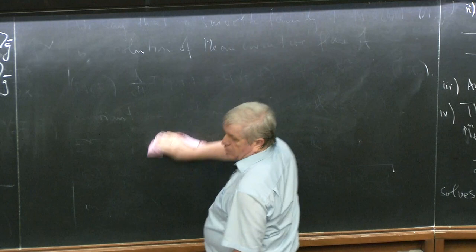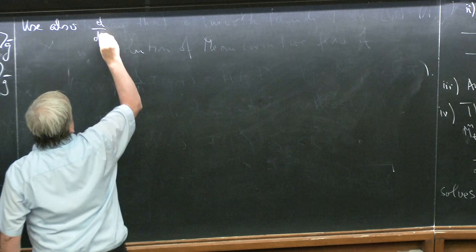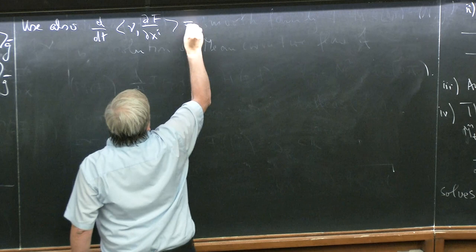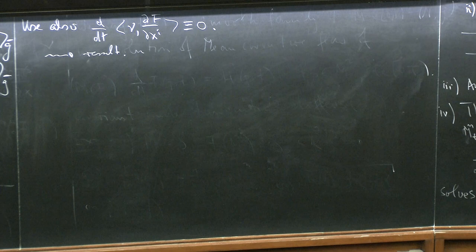And so you use also that d/dt of nu times df/dx_i is identically zero, and then you get the result. So that is three. Now to compute four, you go into this formula here. That's why I wrote it down, right?